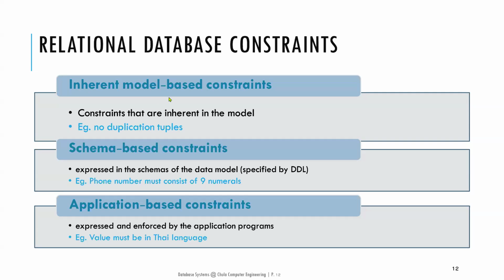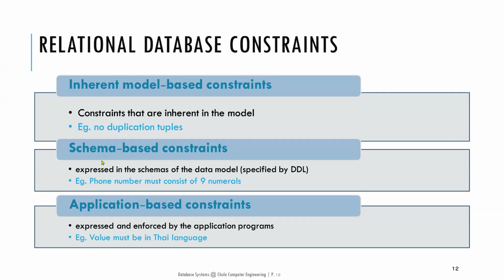So when we talk about the inherent model-based constraint, we talk about the constraints that are already inherent in the relational model. For example, in the relational model, inherently, it says that you cannot have duplicate tuples. So if these constraints are already within the idea of what the model has to do, then we call it inherent.